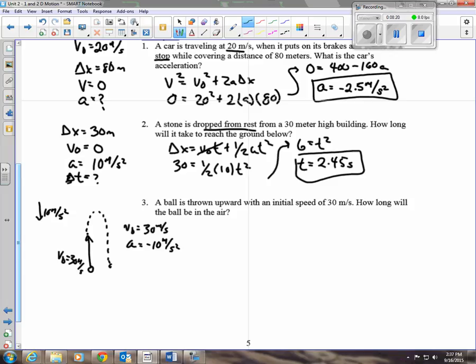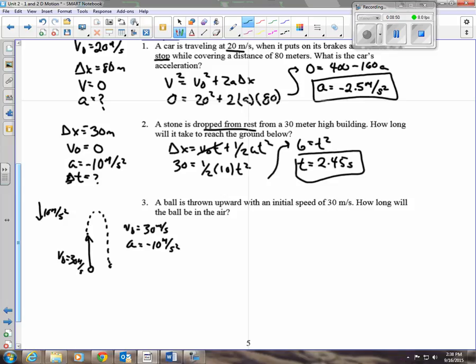So 30 is going one way, and the acceleration is going the other way, so there's going to be a change in sign in there someplace. And I generally am going to make up positive and down negative. If I had been really careful in number 2, I'd have made the acceleration negative 10, okay? But I would have also made the delta x negative 30. Because delta x is displacement, where it is relative to the starting point. It's 30 below it, so minus 30. So anyway, going back to this problem, I have 2 givens now.